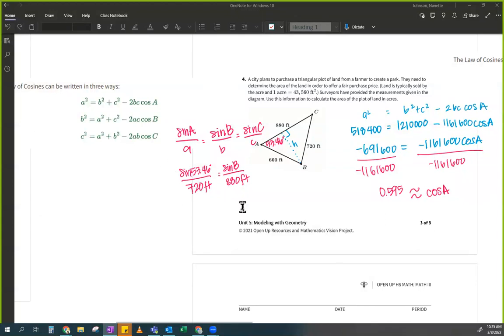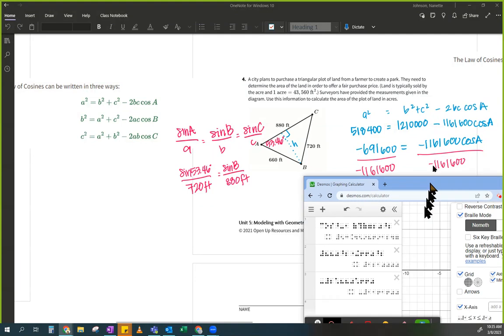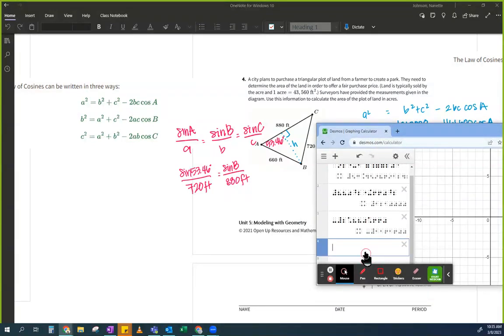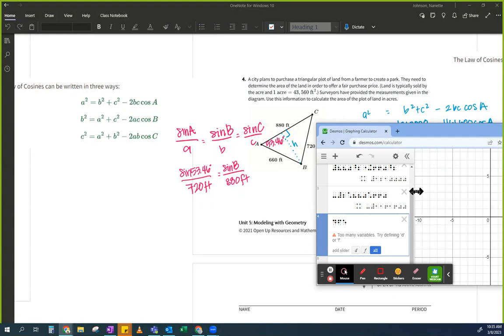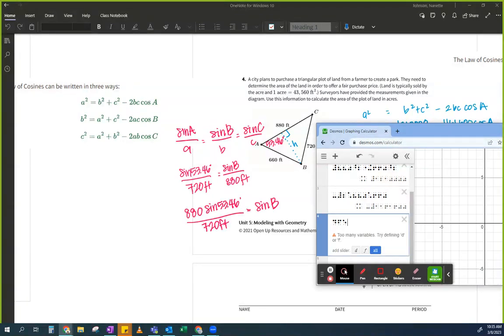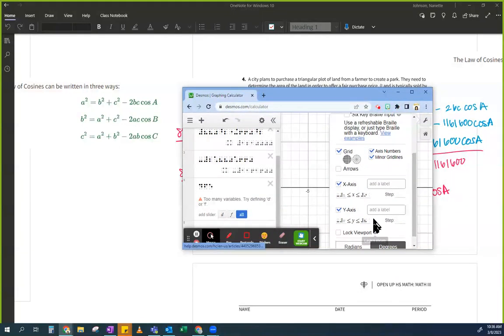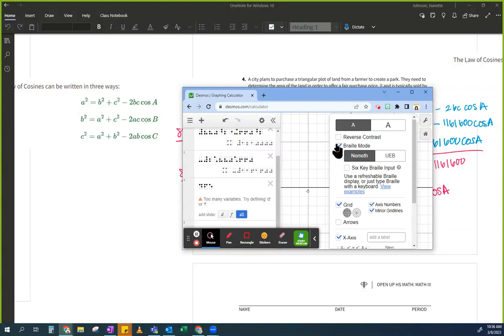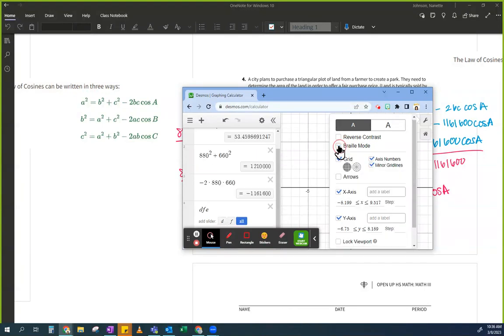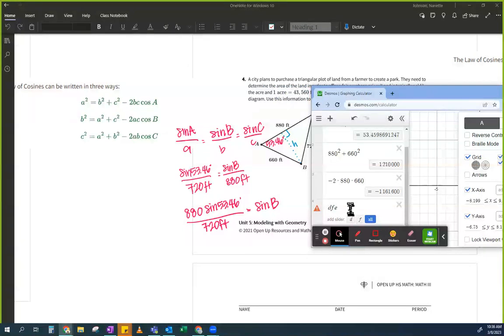So I get 880 sine 53.46 degrees over 720 feet equals sine of B. And then you guys should all know Miss Johnson is going to ask, how do you get, ooh, look at this. What did I do to this thing, guys? Uh-oh, did I do something funny? I hit something on there. Oh, I put it in Braille mode. Oh, look at that. That's Braille mode, y'all. Okay, sorry. I was amazed because I was like, what did I just push?